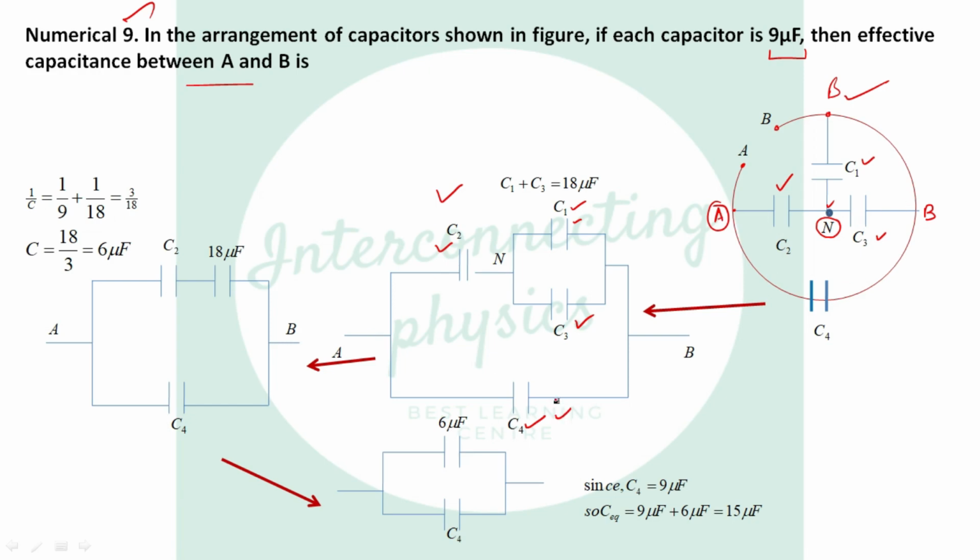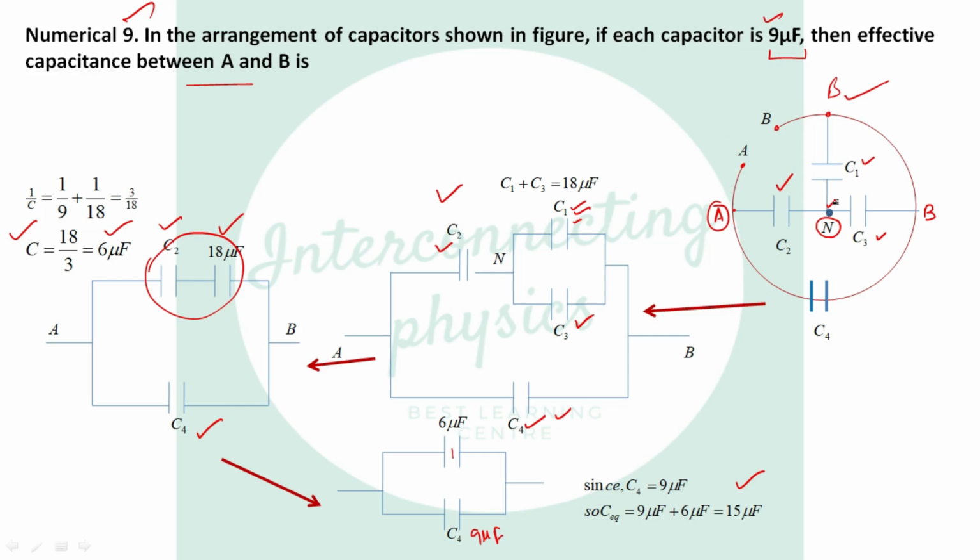Now, these C1 and C3 are parallel, so the answer is just to add these two values, and each value is 9 microfarad. So it is 18 microfarad. The two C2 are in series, and in series the equivalent capacitance is 6 microfarad. Now this 6 microfarad and this C4 are parallel to each other, and C4 is 9 microfarad. So 9 plus 6 is 15 microfarad, the equivalent capacitance of the whole circuit.